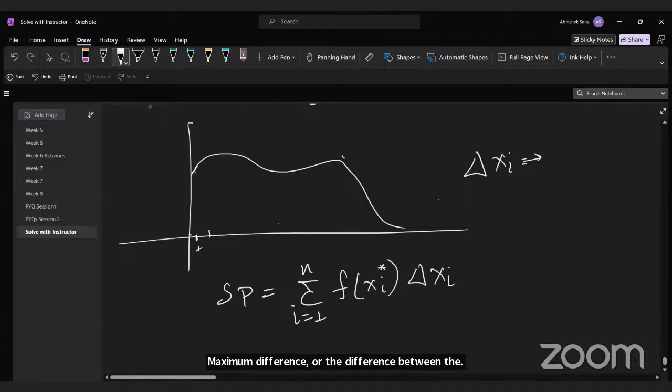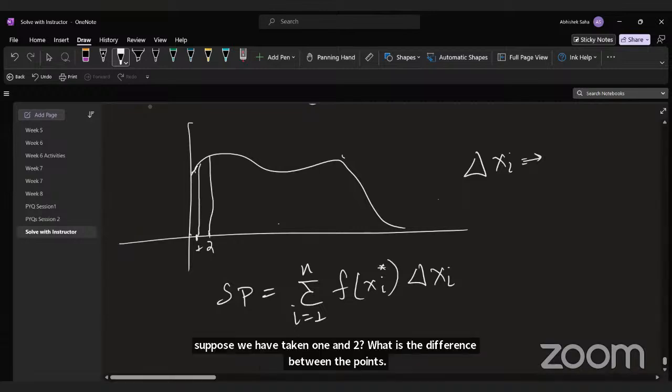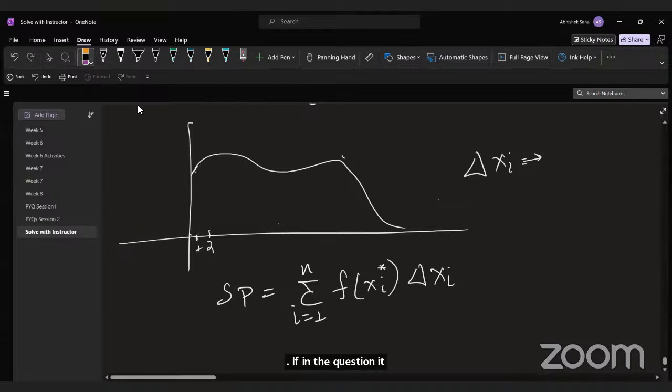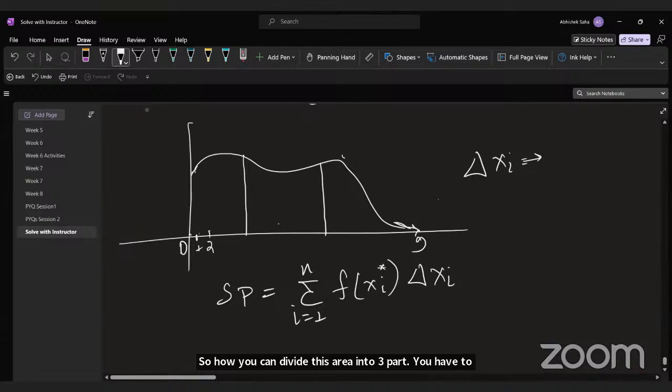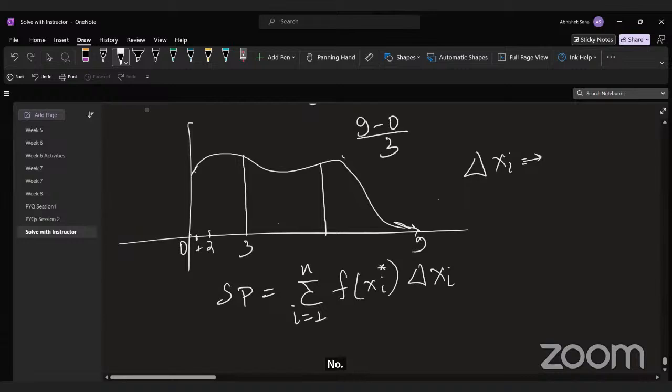Suppose we have taken 1 and 2. What is the difference between the points? If the question says this area is between 0 and 9 and it is divided into 3 parts, how can you divide this area into 3 parts? You have to put one line here, one line here. So these are the 3 parts. What will be the points? It will be 9 minus 0, divided by 3, which comes out to be 3. So 0 to 3 will be one part, 3 to 6 will be one part, and 6 to 9 will be one part.